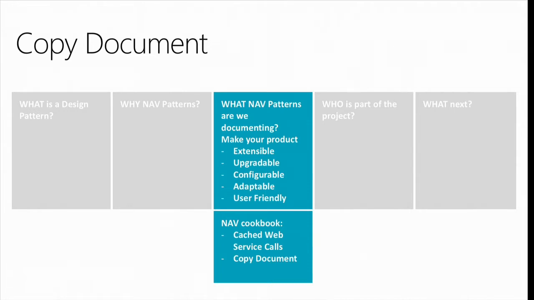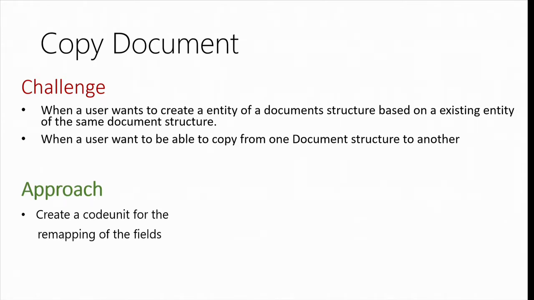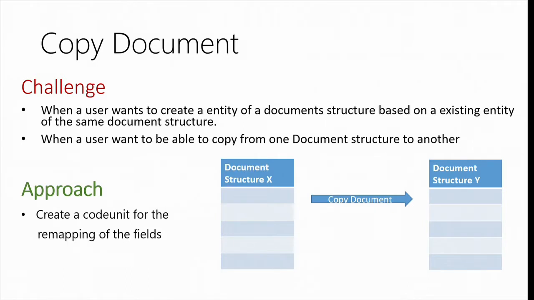Oh, so now to something a bit older. Copy document. That's an old function that we have in our application. So as a developer, I cannot live without copy-paste. And if you have to do with a document structure, the user will expect that you will be able to copy from one structure to another or within the same structure as well. And the only way to do that in C/AL is to create a codeunit for mapping the fields. Something like this.